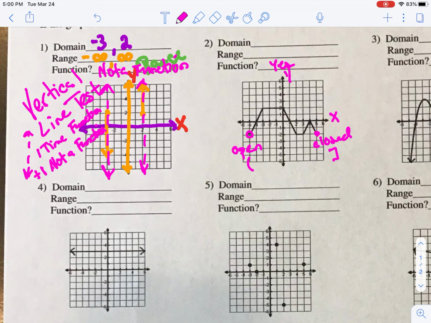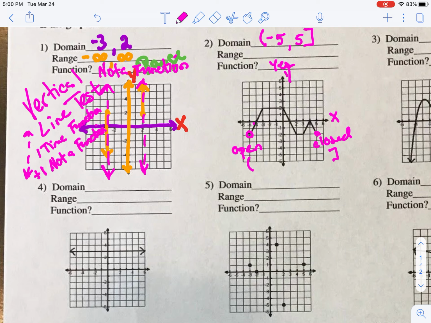So if we look at this, we're looking at our domain. Our x value would be -5, expressing it with a parenthesis, sorry, because it's open. And x value here would be +5, and we're going to close it with a bracket. So there's our domain. Now we want to take a look at range. Okay, so for our range, we're looking at the y-axis.